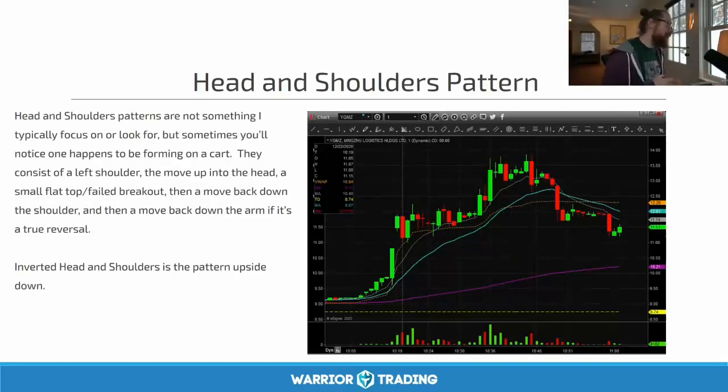It's one of these patterns that is a little bit more of a kind of previous generation of traders, I think. I mean, you just don't hear about it a whole lot, but it's an interesting pattern.